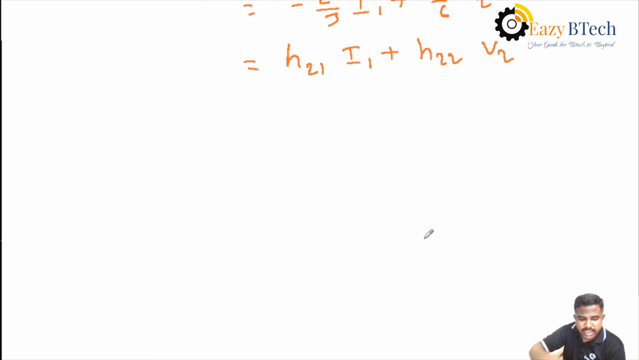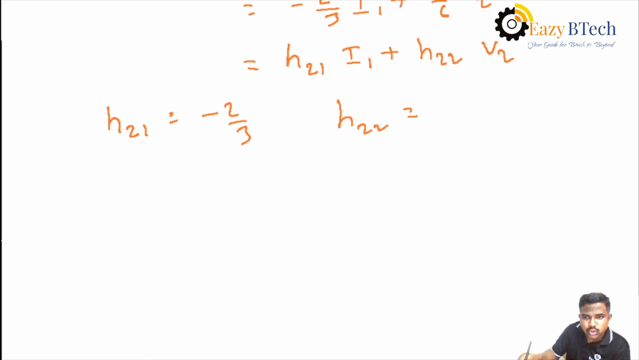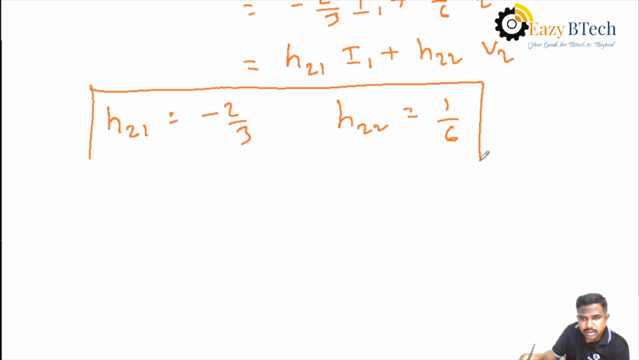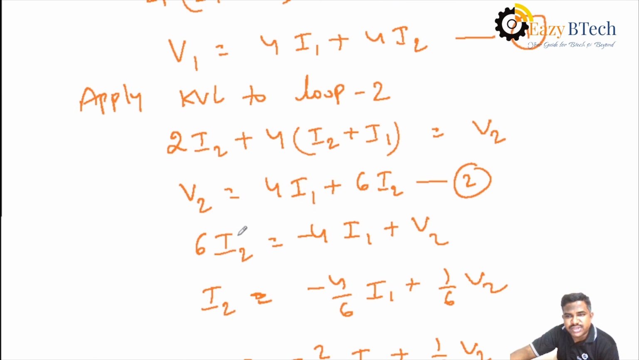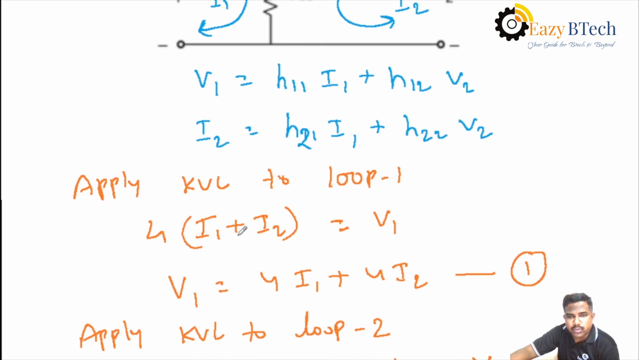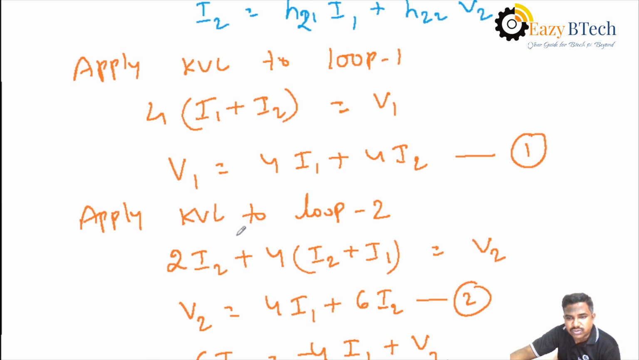Then you can compare the equations. From that, what is the value of H21? That is minus 2 by 3. What is the value of H22? That is 1 by 6. Okay, these are the two parameters. Then again you can find out the other two parameters. How to find out here? Observe equation 1. Equation 1 is V1 in terms of I1, I2. But we require V1 in terms of I1 and V2. That's why you have to eliminate the value of I2 in equation 1.